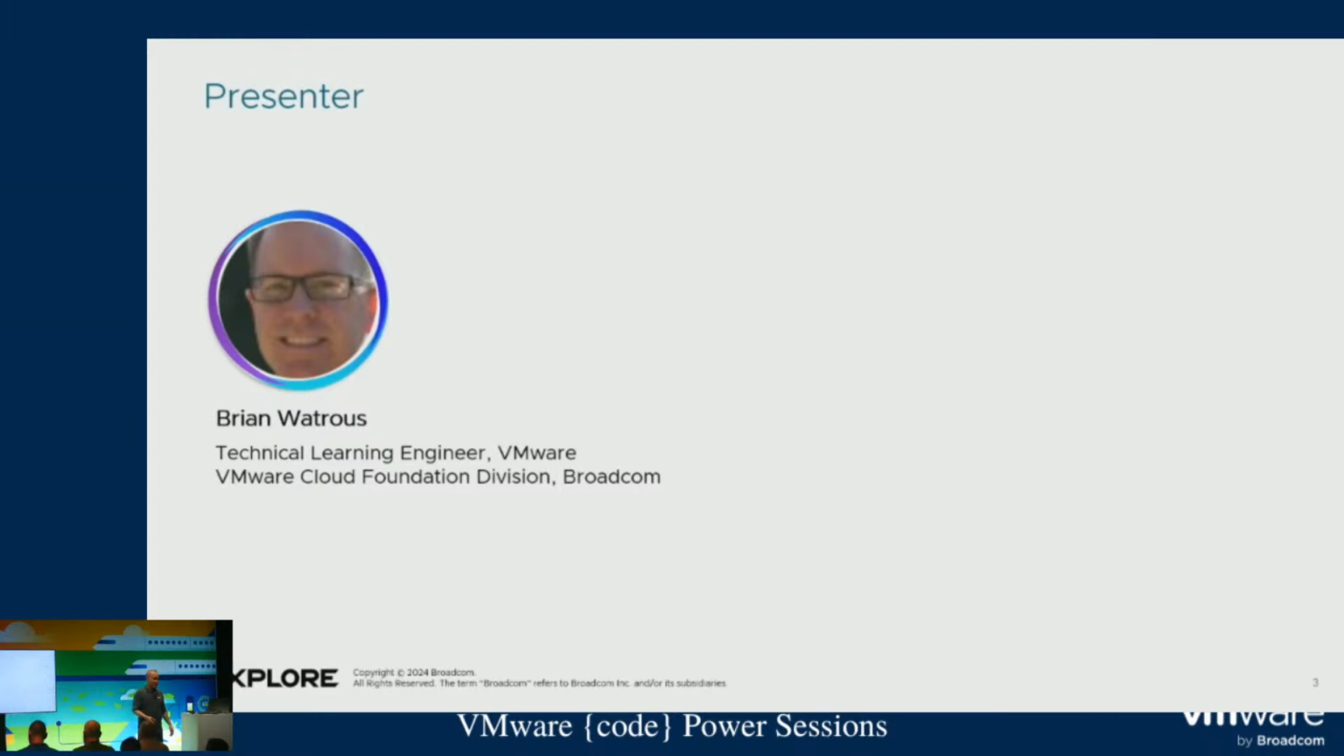My name is Brian Watrous. A brief little background about me. I'm a VMware employee. This is my 19th year. And during my many years at VMware, I've always been very interested in all the different automation technologies that we provide. So I've messed around with PowerCLI, I've messed around with Orchestrator, I've messed around with VCF automation and other technologies that have come and gone. But today we're going to talk about PowerCLI.